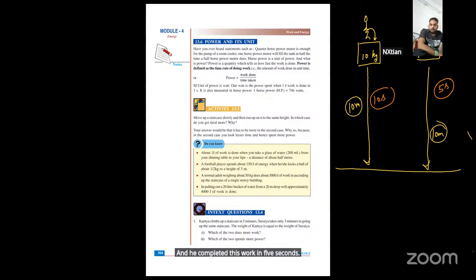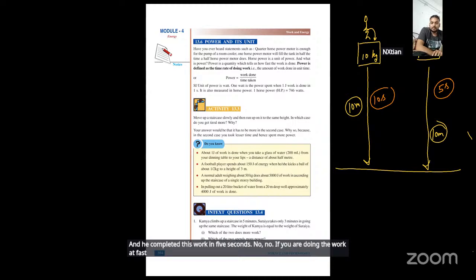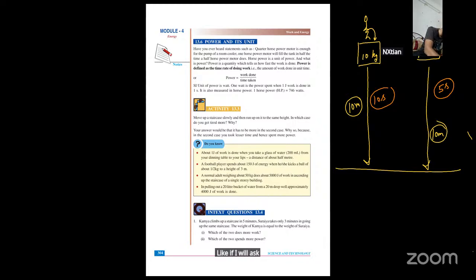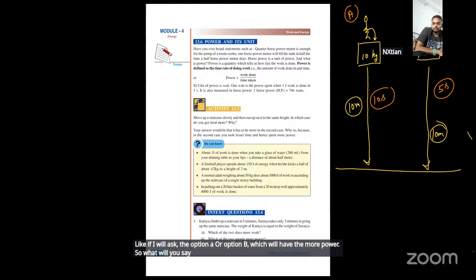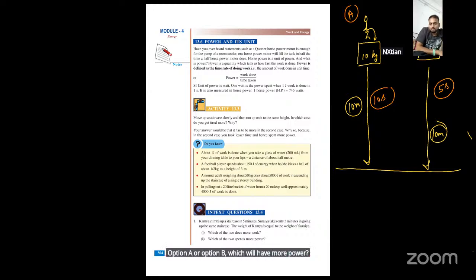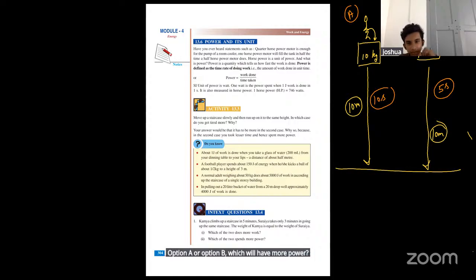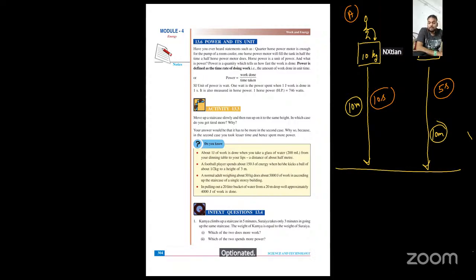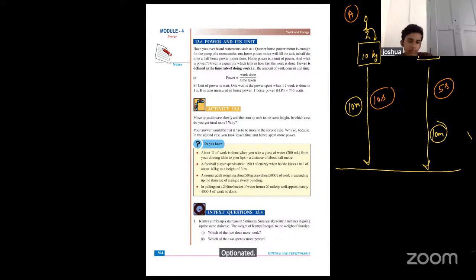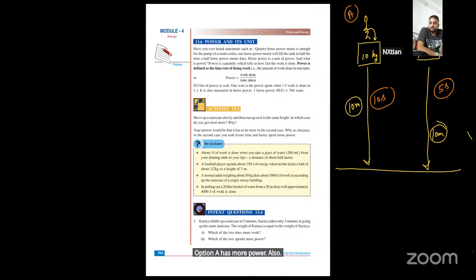Now, if you are doing the work at a fast rate, then what will happen? You have more power. If I ask option A or option B, which will have more power? So what will you say, guys? Joshua, option A or option B, which will have more power? Option A, right? Option A has more power. Jehovan or Jashron, which option? Option B has more power.